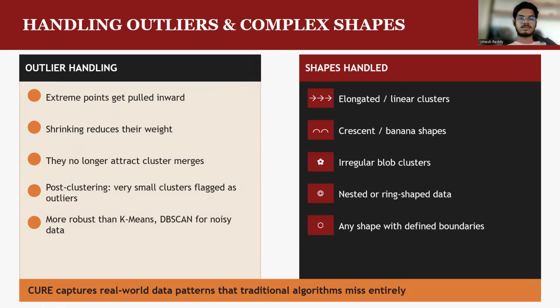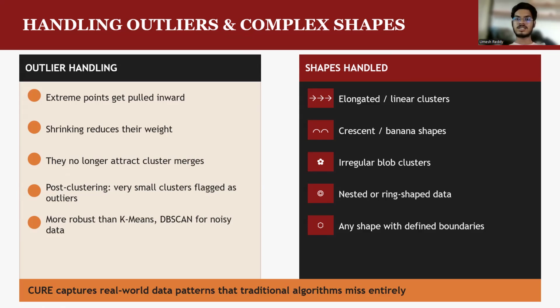Coming to handling outliers, there are five main points to handle outliers. First, we need to know what an outlier is. If all the points are very close together, a point which is far away from the group is called an outlier. First, extreme points get pulled inward, and we shrink based upon reducing their weights, and they are no longer attractive. We then cluster and merge. Coming to post clustering, very small clusters are flagged as outliers. So it is more robust than k-means and DBSCAN for noisy data. It works best for sorted data.